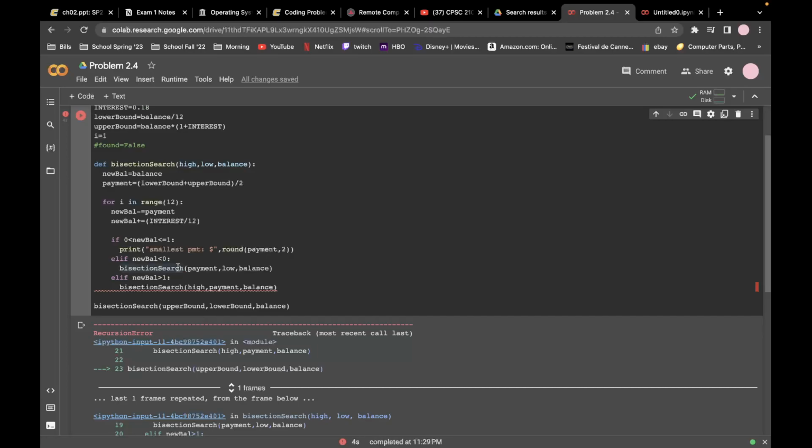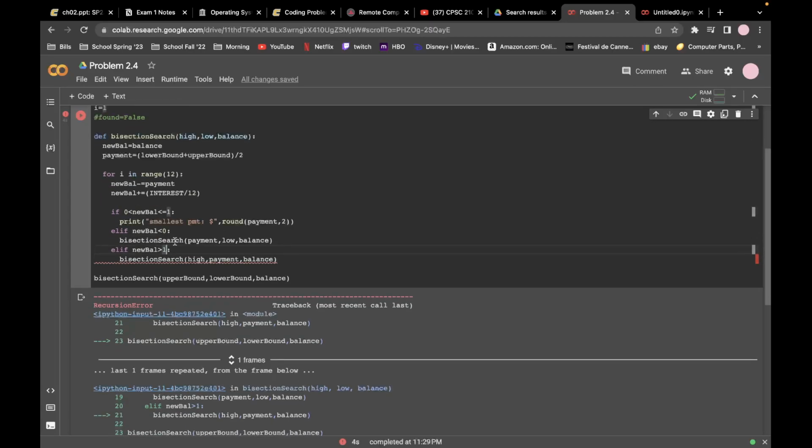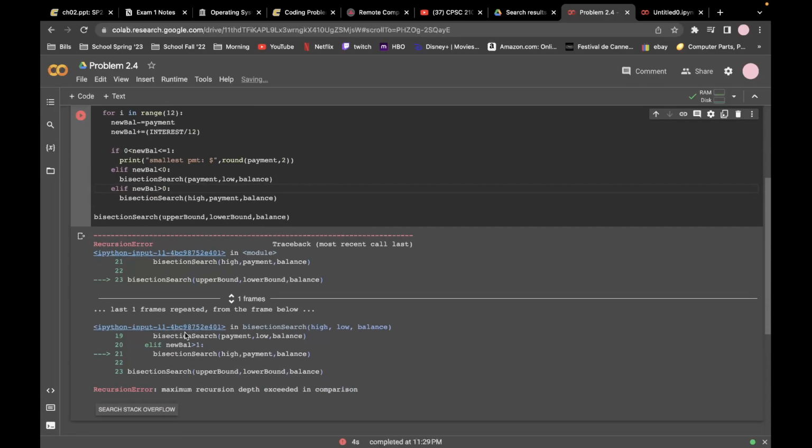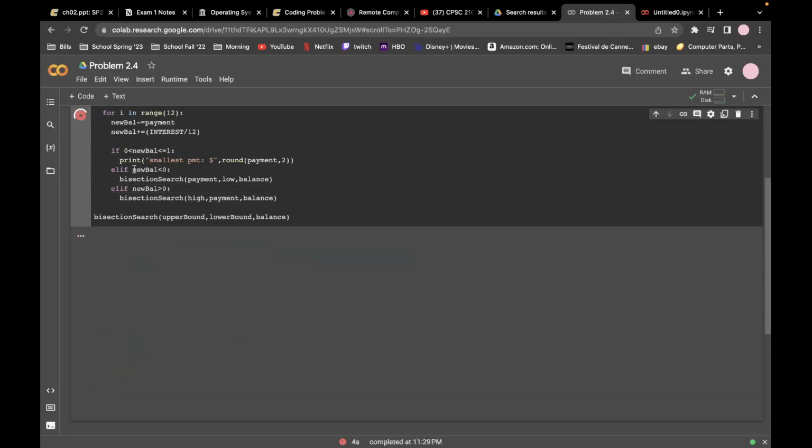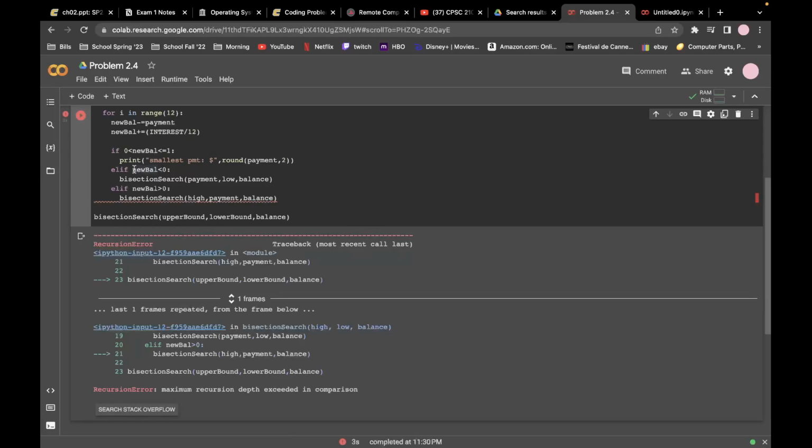Maximum recursion. Is this maybe... Is it because it's less than 0? Does this have to be 0, 2? Is that why it's saying this one specifically? It's still saying that. Okay.